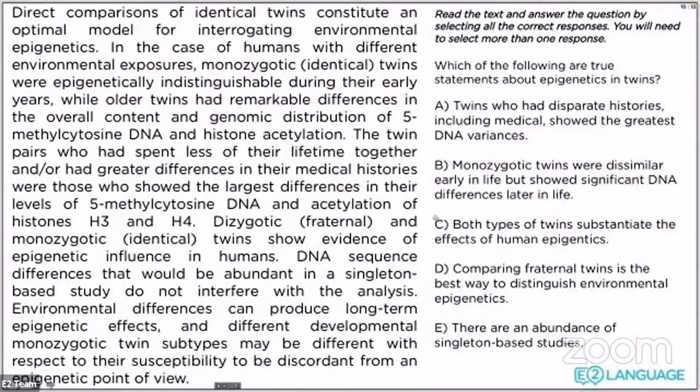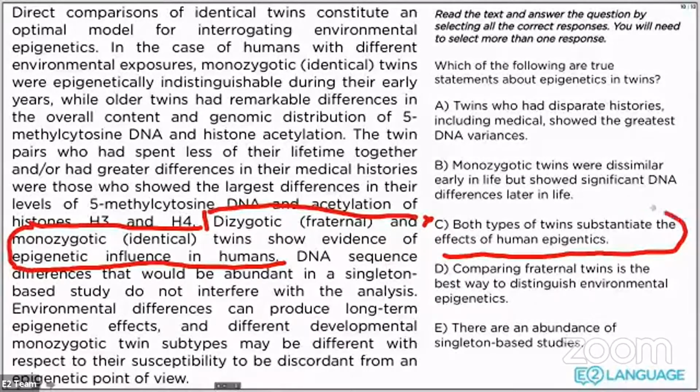Let's confirm or disconfirm. Both types of twins substantiate the effects of human epigenetics. So both types of twins. Well, here it's talking about one type of twin and the other type of twin show evidence of epigenetic influence in humans. So does this sentence here say the same thing as this statement here? Yes or no?